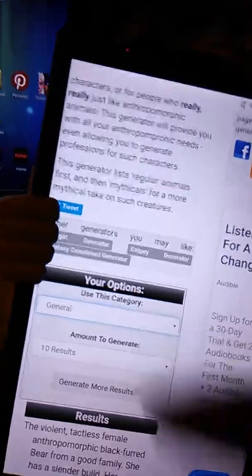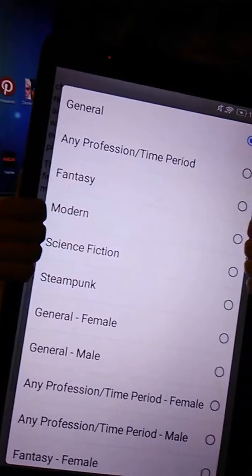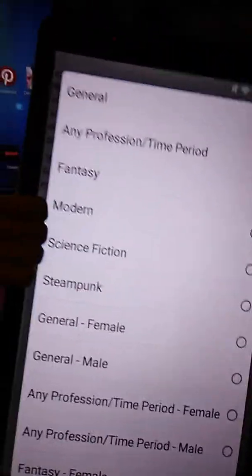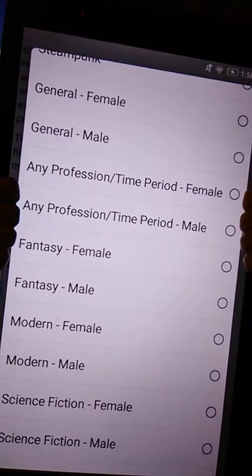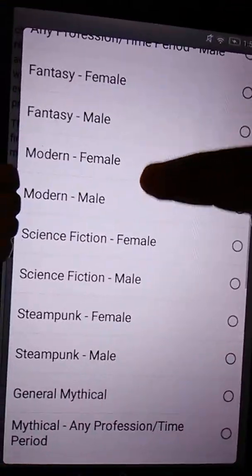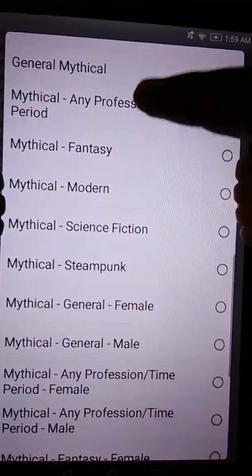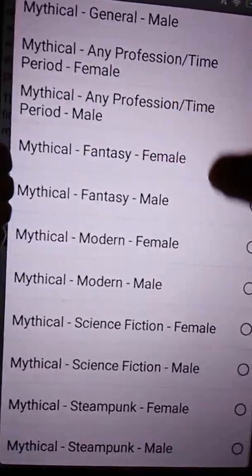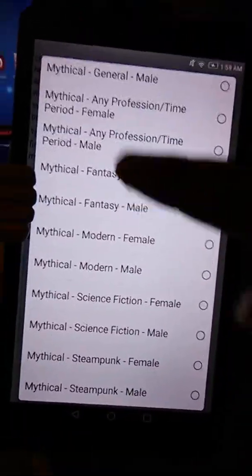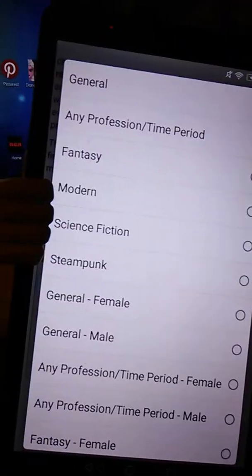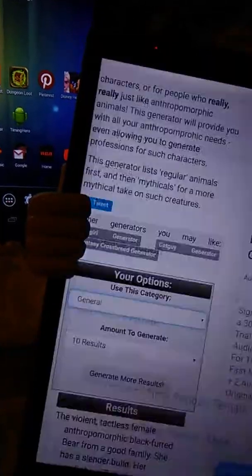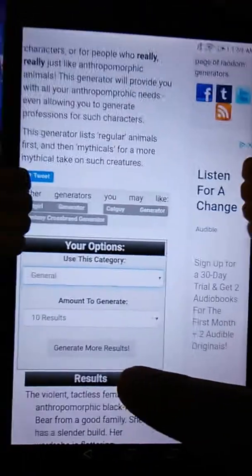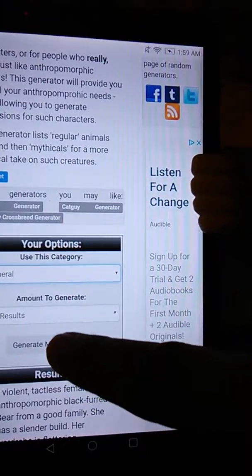I just wanted to point out here that they actually have more options: any profession, any time period, or general, fantasy, modern, science fiction, so it can basically fit any story you're writing. I'm not sure exactly what genre of story we want to write yet, so we're just going to go general, but you can even pick females, males, stuff like that. And if you want mythicals, there are unicorns and dragons and stuff like that. Anyways, we're going to go with general, just because we'll just see what pops up. And we'll generate 10 results here and pick two of these, just to start out.